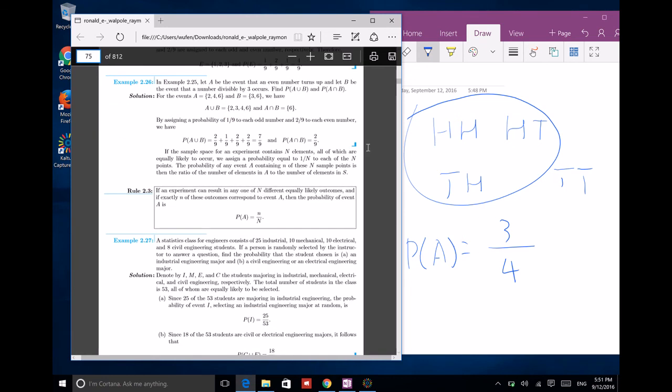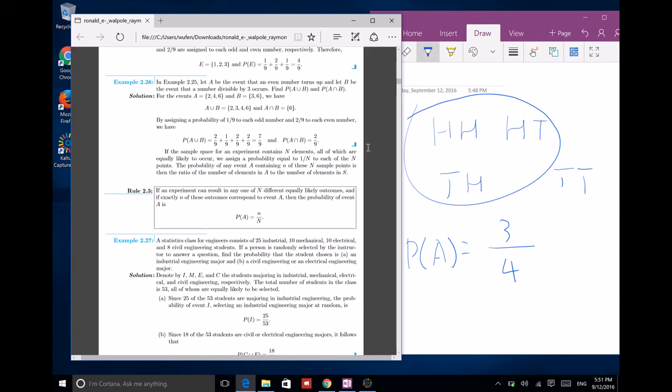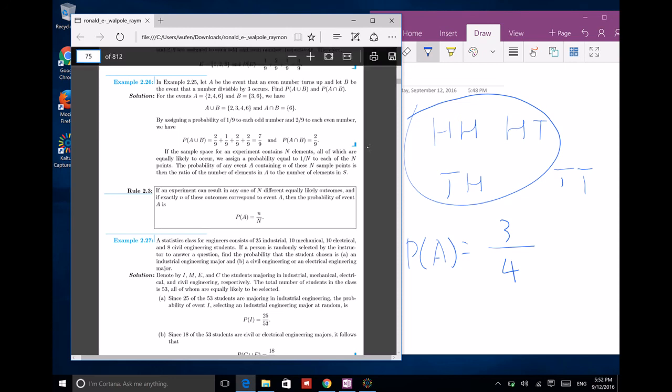If an experiment can result in any N different equally likely outcomes, and if exactly n of these outcomes correspond to event A, then the probability of event A is P(A) equals n over N.